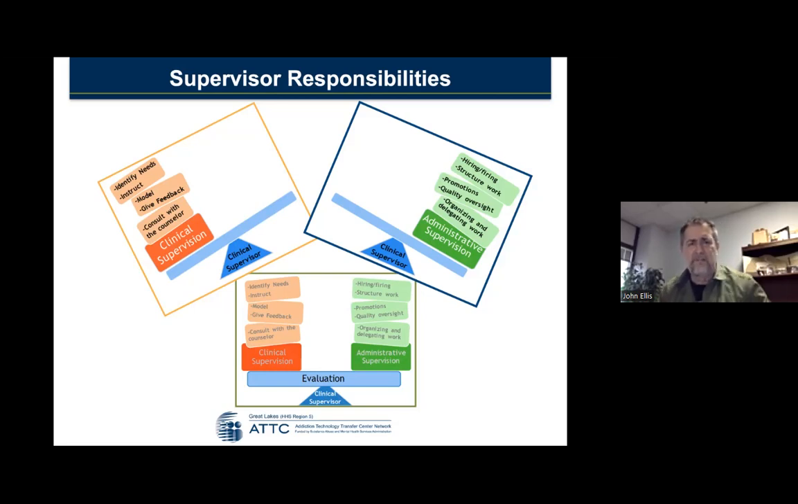But with this, supervisor's responsibilities is we need to identify needs, both with clients and maybe with the agencies. What are the trends going on in the community? What are the best practices to address those trends? Do difficult cases come to the clinical supervisor? Those kind of items. But there's also their role of hiring, firing, structuring work, promotions, quality oversight.